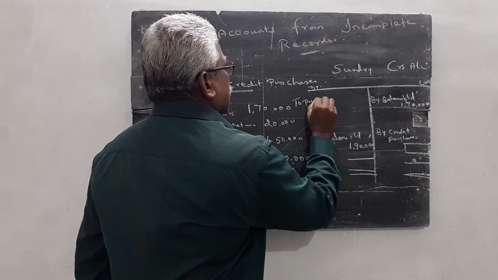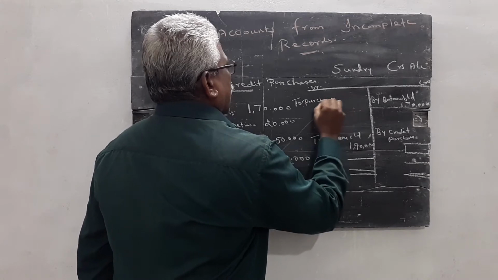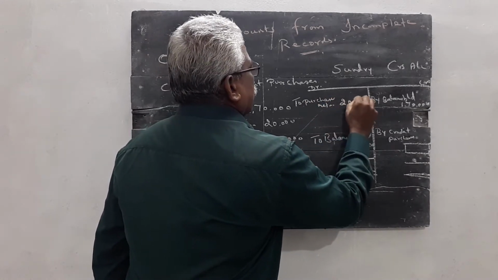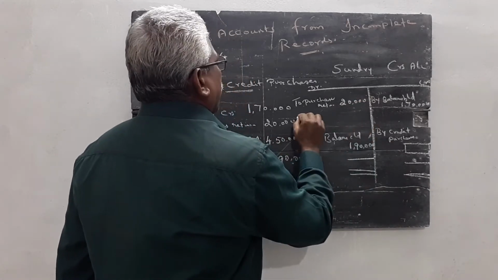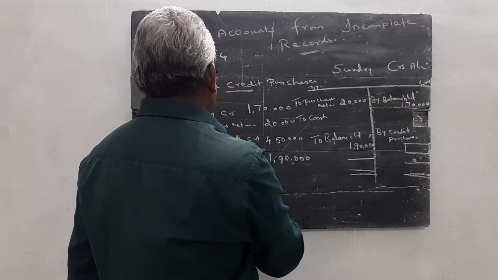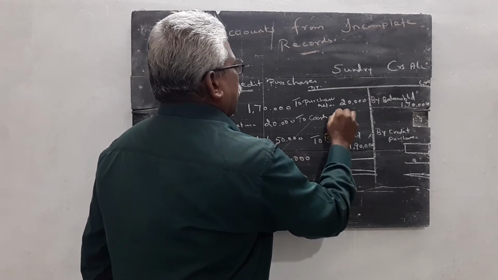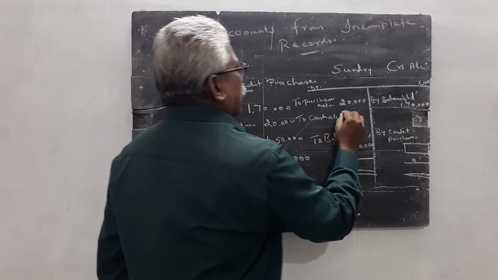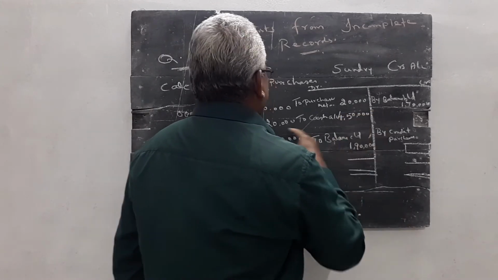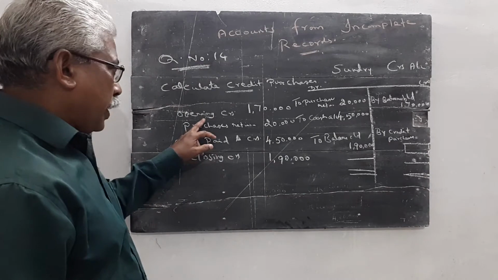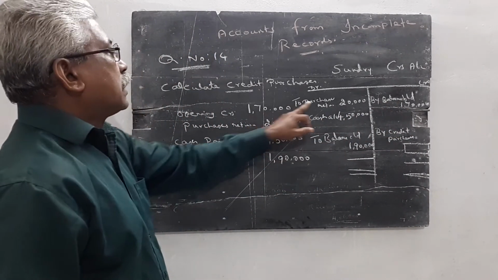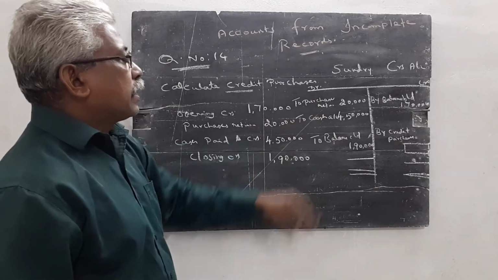To purchases return 20,000. To cash paid to sundry creditors 4,50,000. All the information is entered. Opening creditors, closing creditors. Purchase return is here, cash paid to creditors is here.